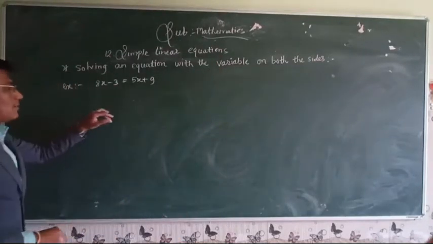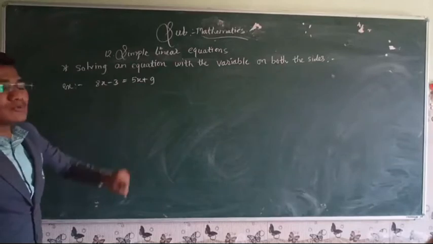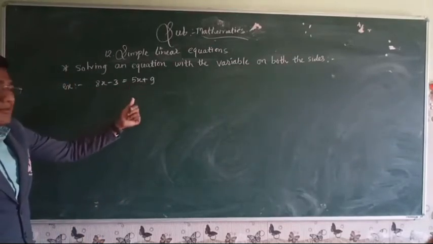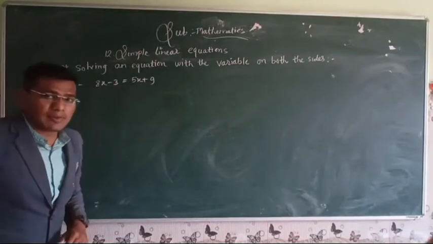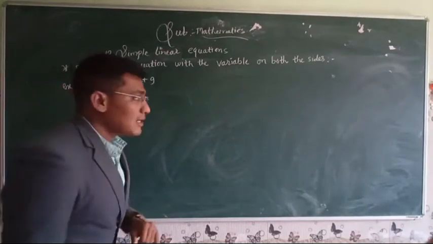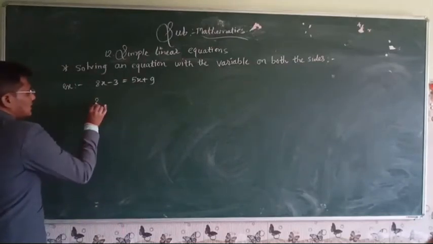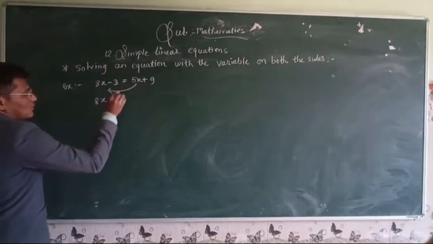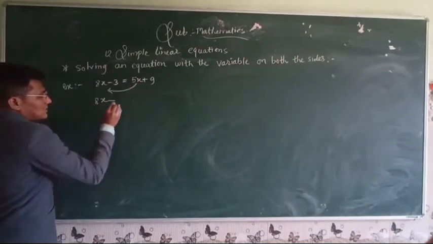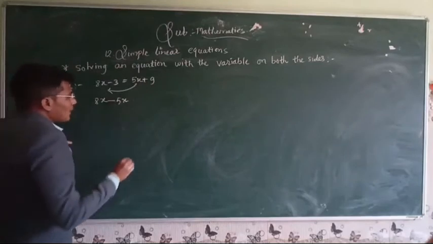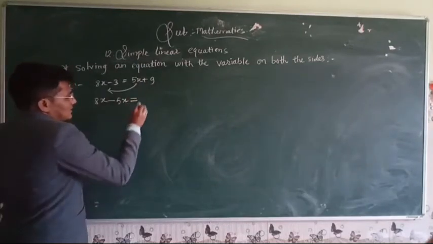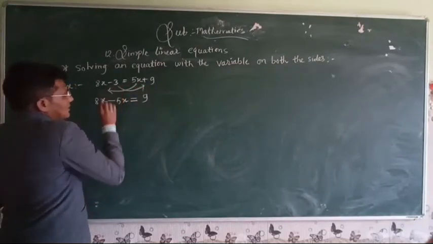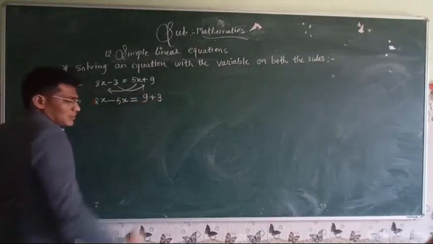So this is an example: 8x minus 3 is equal to 5x plus 9. Here 8x and 5x are variable terms, while minus 3 and plus 9 are the constants. So I will keep this 8x as it is and transfer this variable from RHS to the LHS. It is positive, so when it comes to the LHS it will be negative as per the rule, and the equals sign stays as it is. I will keep the 9 as it is, and this 3 will go to the RHS, and since it is negative, it will turn positive.